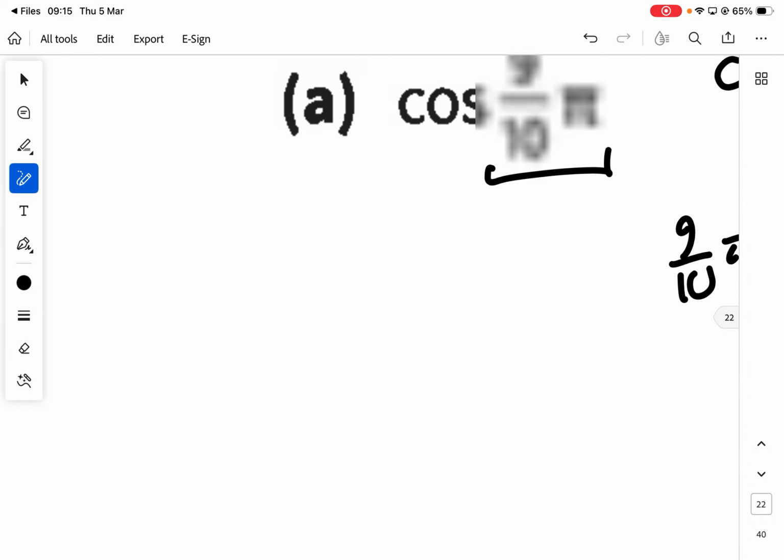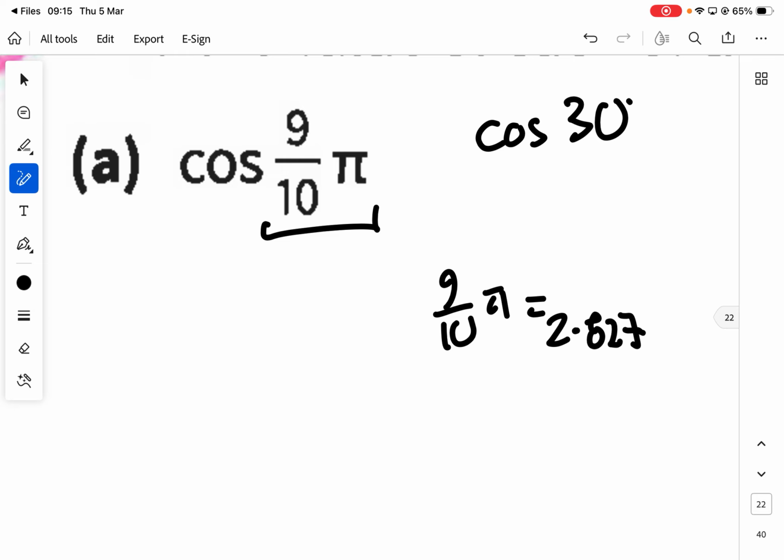If you want the answer to be in radian, you put radian mode. If you want the answer to be in degree, you put degree mode. When you are doing your cosine inverse.